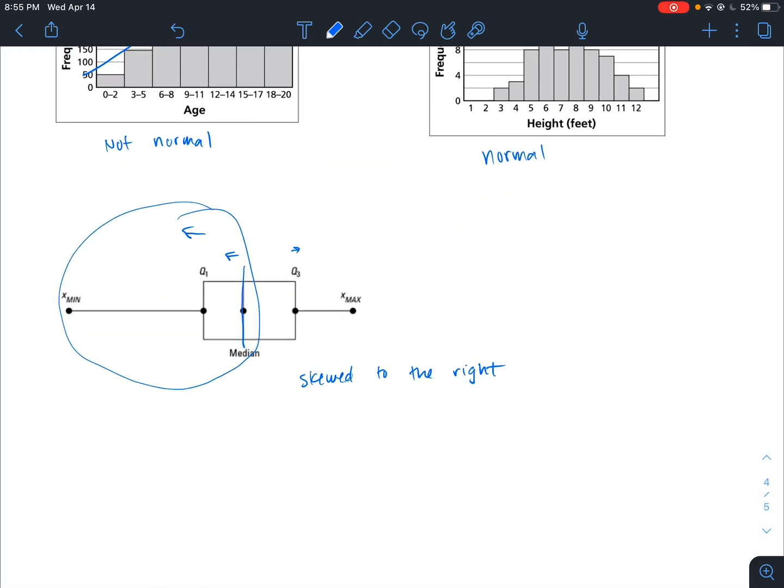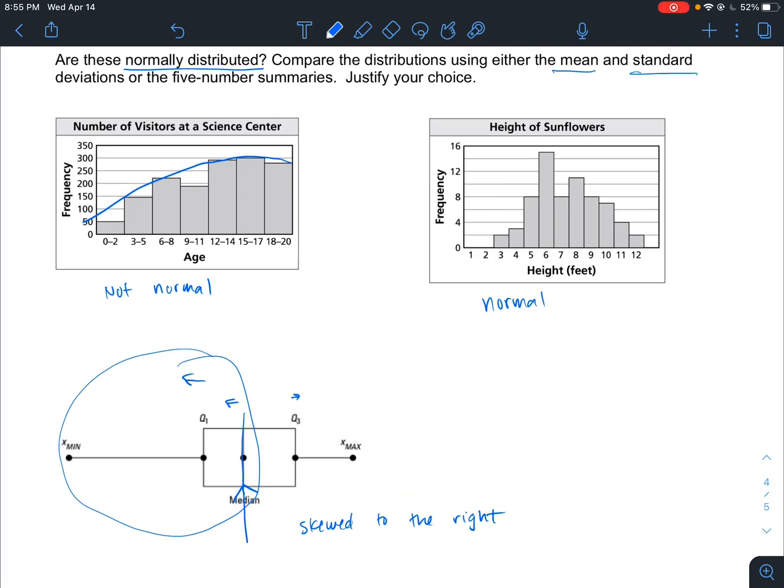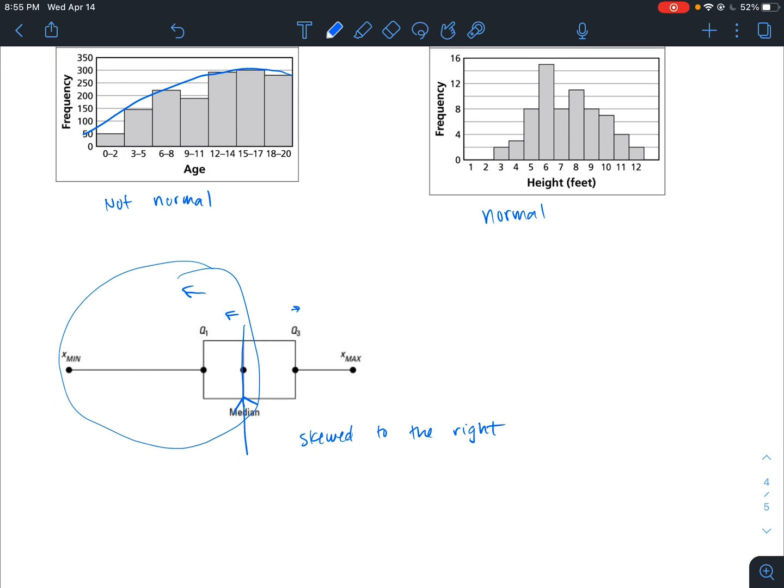Skewed to the right. Okay, it's more telling with the median, where the median lies. If the median lies more to the left in your interquartile range, then you're skewed to the right. If the median is more to the right in your interquartile range, then it's going to be more skewed left. Again, it's kind of a weird concept to try and get down, skewed left and skewed right, so make sure you get some practice here. But no, this would not be normal, so not normal.